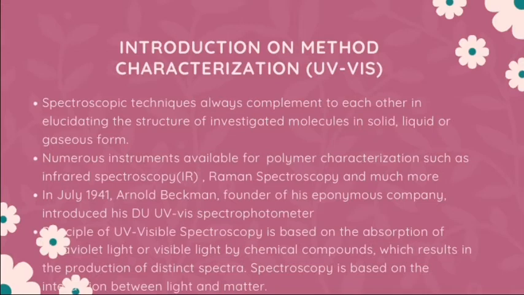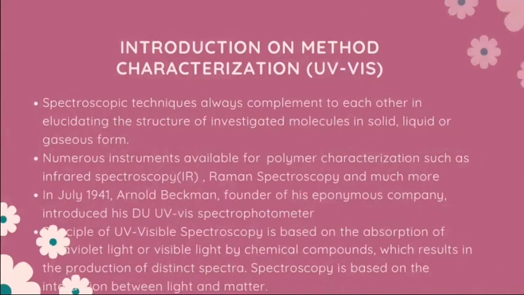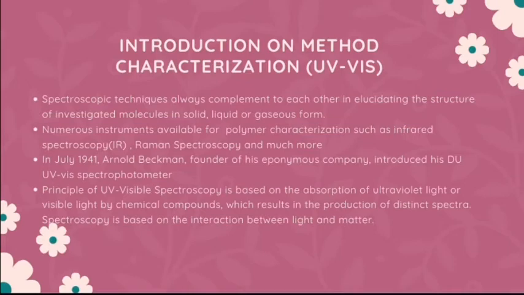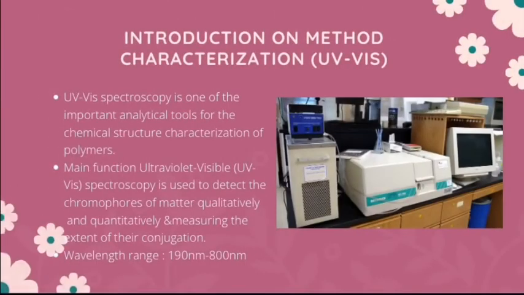This method is based on the absorption of ultraviolet light or visible light by a chemical compound, resulting in distinct spectra. Spectroscopy is based on the interaction between light and matter. UV spectroscopy is one of the important analytical tools for the chemical structure characterization of polymers. Its main function is to detect chromophores of matter qualitatively and quantitatively, and not to forget, it helps in measuring the extent of their conjugation.